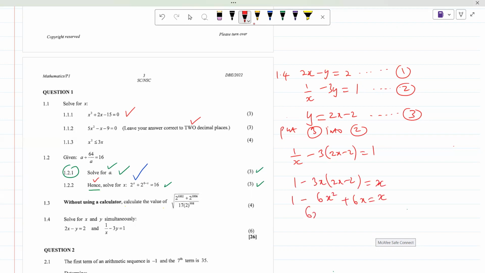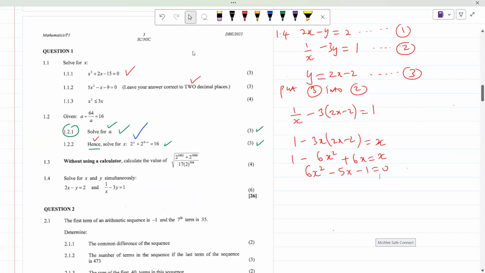From which we're able to see that you have 6x squared. If you transpose this across, it becomes positive. Then what is x minus 6x minus 5x minus 1 equals 0? Let's just continue with this one and see how far we can get. Simultaneous equations. So what are the factors of this? What are the factors of that?